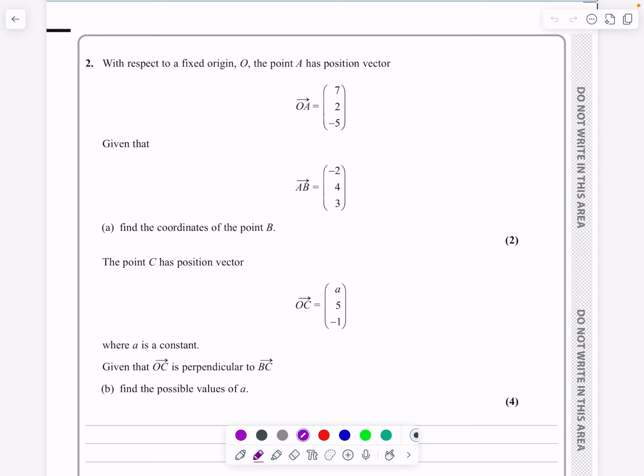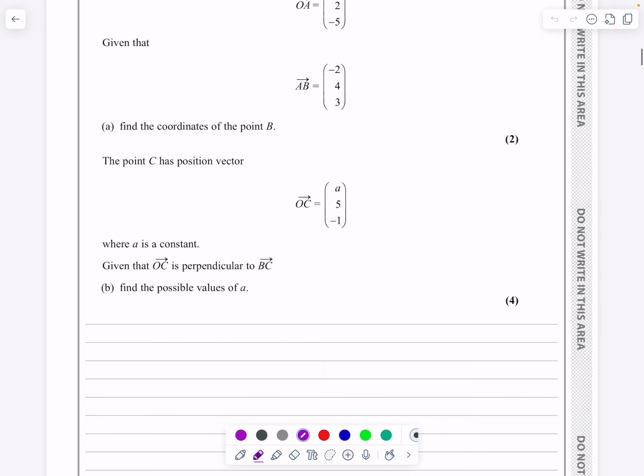Okay, this is the P4 paper from June 2024. It's question number 2, and as we can see, this is a vectors question, vectors in 3 dimensions. It says, given that OA is equal to that vector, AB is equal to that vector, can we find the coordinates of the point B?